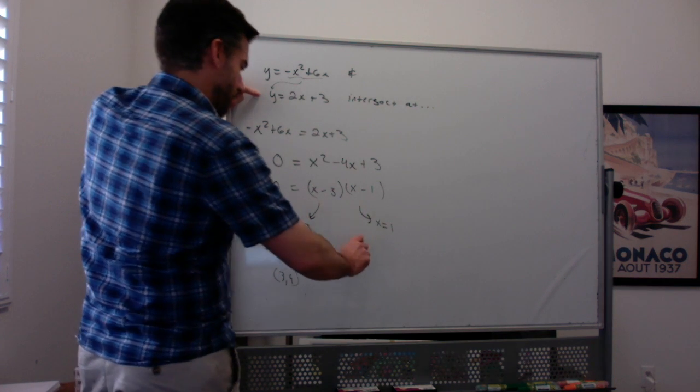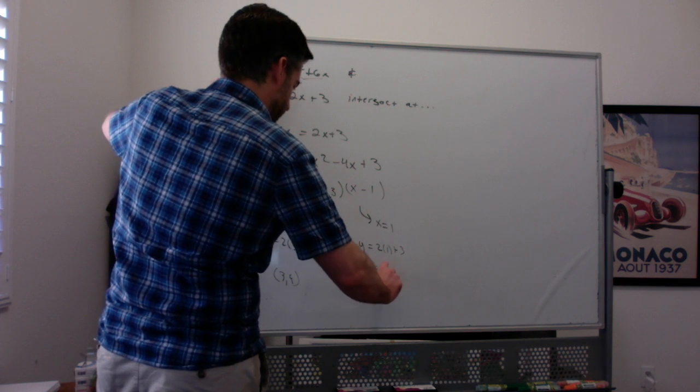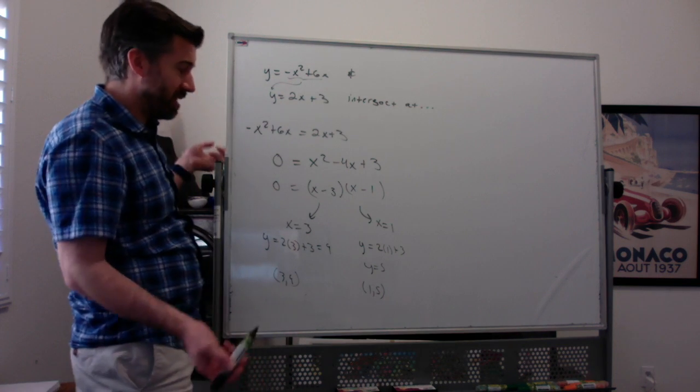And if I plug in x equals 1, y equals 2 times 1 plus 3, I get y equal to 5. So that's going to be 1 comma 5. And those are my 2 points of intersection. I would get the same values if I plugged in here.